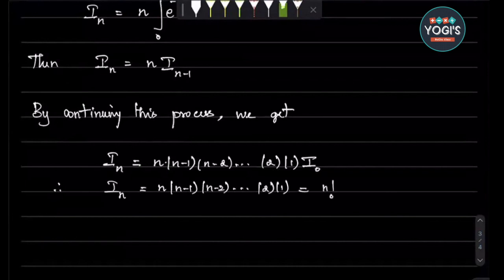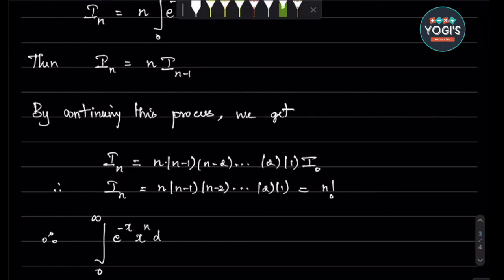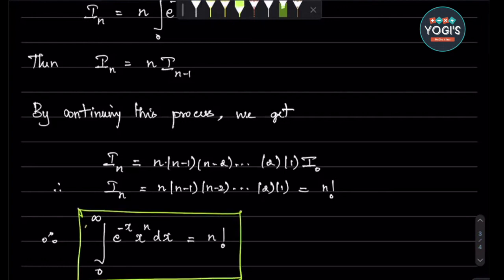Hence proved. So therefore, the result is that integral 0 to infinity e to the power minus x, x to the power n dx is actually equal to n factorial. Hence proved. This is a very important result, and we are going to use this result as a gamma integral result.